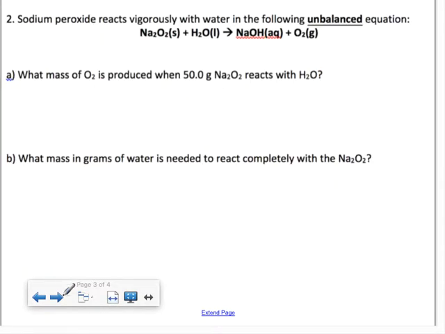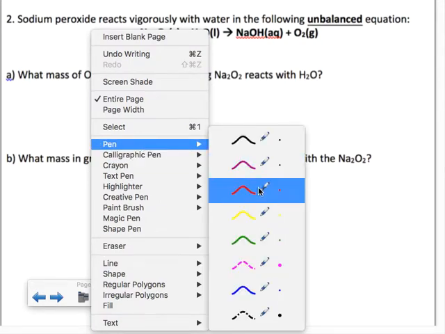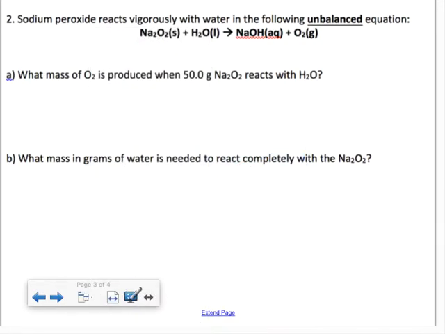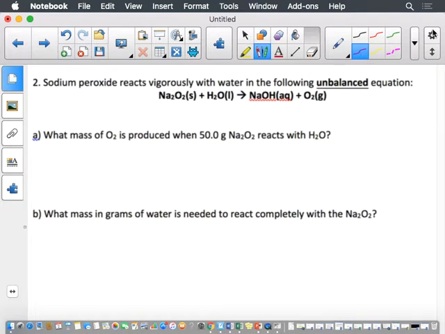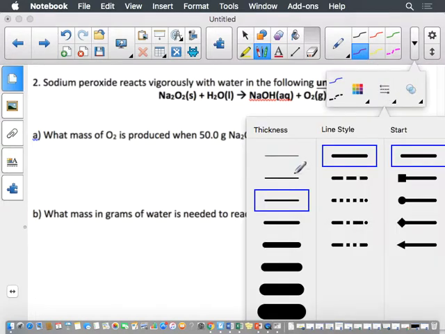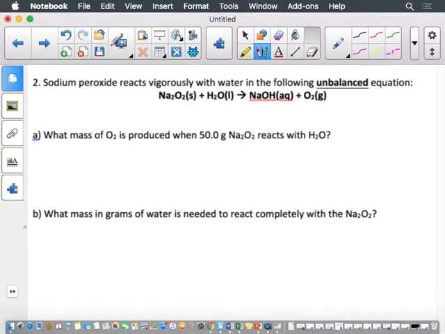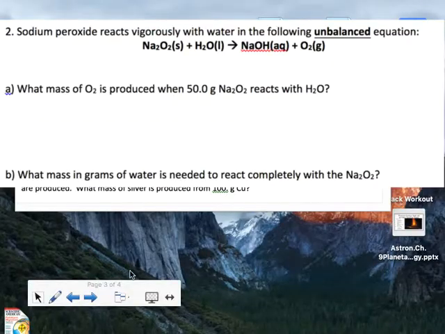Okay, second problem. Sodium peroxide reacts vigorously with water in the following unbalanced equation. Of course, you would have to do that, Mrs. Erickson. Give us an unbalanced equation. I'm really not liking the red. Oh, shoot.